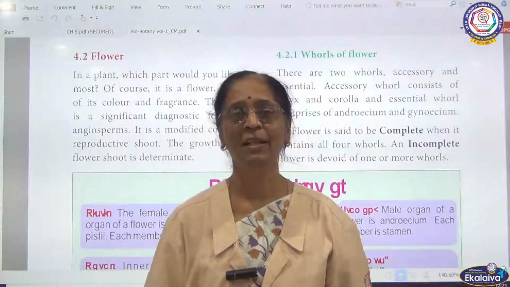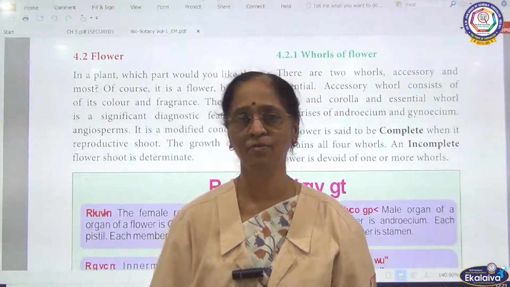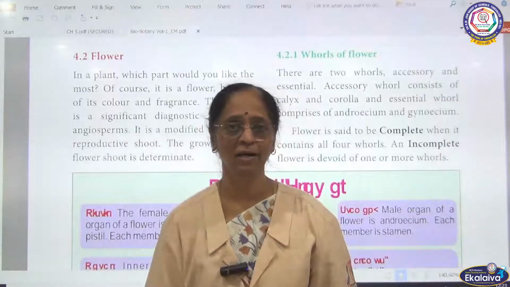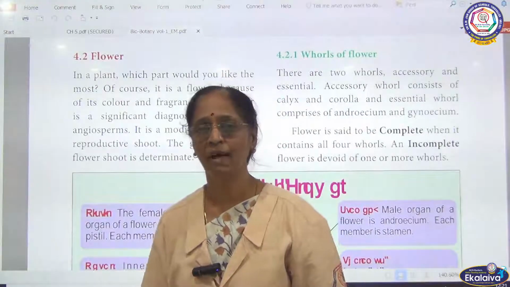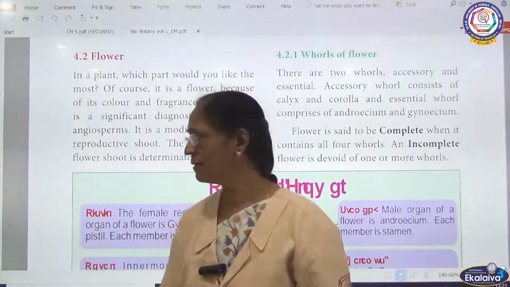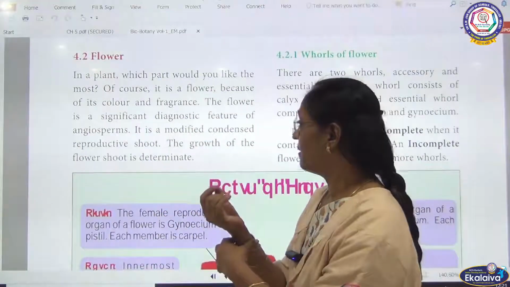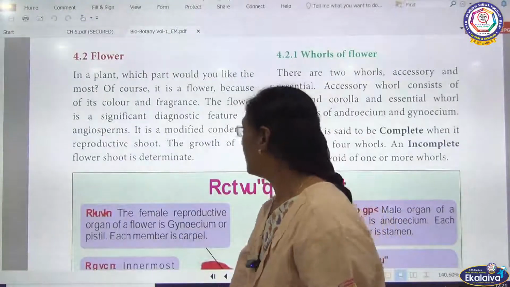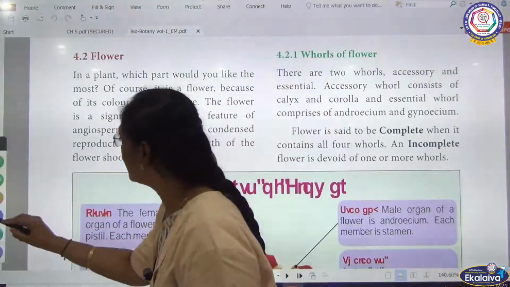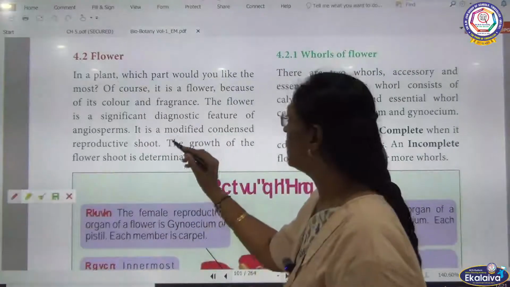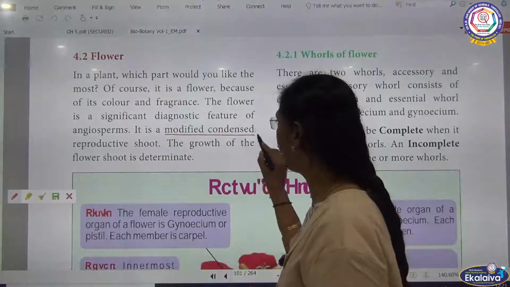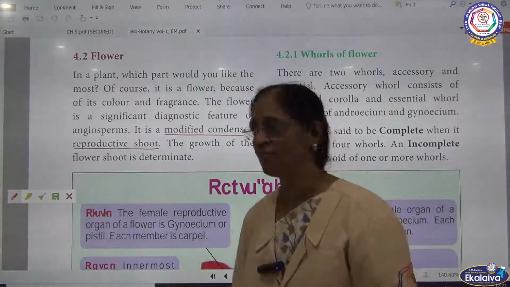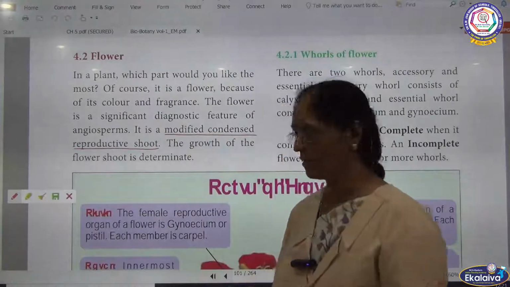Subject Biology. In the last class, we have seen about the different types of inflorescence. Now, we will look into the structure of a flower. We all know that the flower is a reproductive part of the plant, and it is colorful, and it is nothing but a modified condensed shoot. So, a flower is nothing but a modified condensed reproductive shoot, and the growth of the flower shoot is determinate.